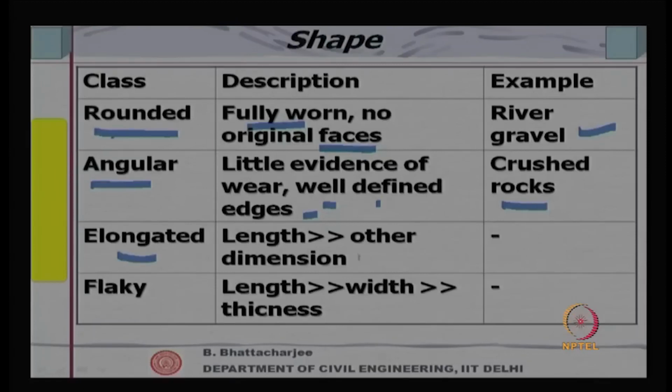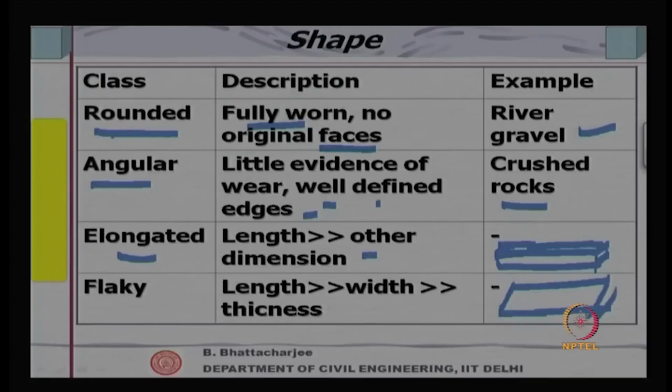Elongated are ones which have length much greater than other dimensions. For example, this is an elongated aggregate, length greater than any other dimension. Flaky, length is greater than width, but it is very large compared to thickness. So, shape wise some classification we can do, a very broad classification. There may be many more in between, subangular, etcetera.